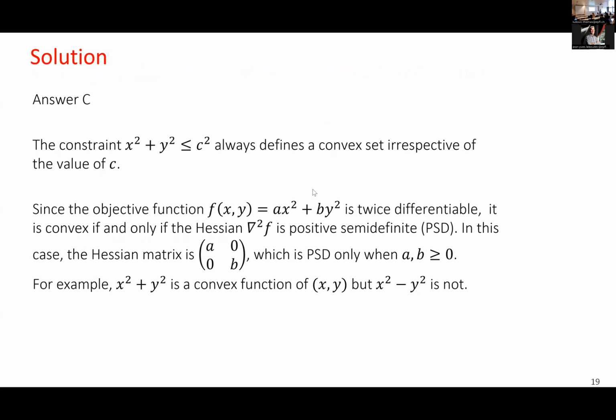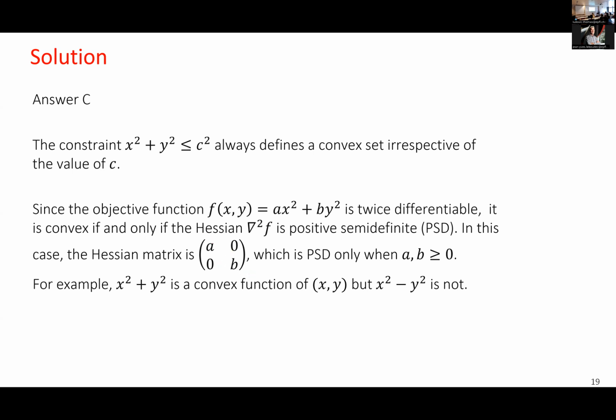Well, the constraint defines a convex set because this is the disk, the inside of a circle, so it's convex. Now the objective function, well, it depends. If A and B are positive, yes, it's a convex function. But if they are not positive, it depends. For example, if B is negative and A is, for example, this one, x squared minus y squared, this is not convex. And to get this, we can compute the matrix of second derivatives, which gives this. Now, it's not positive semi-definite.